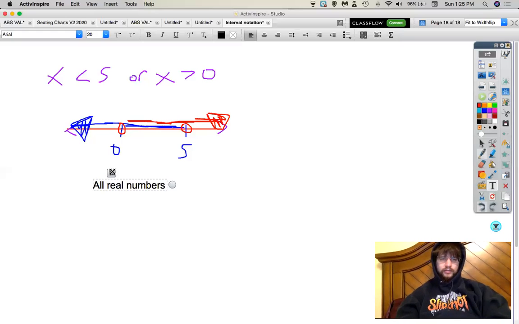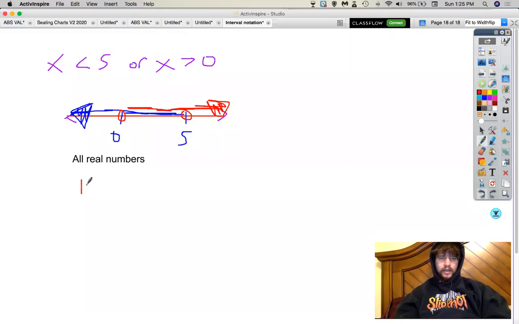And of course, you could put the real number symbol. And in interval notation, we'd write that as, well, negative infinity to positive infinity. One second. Okay, real quick. Let's finish this off.